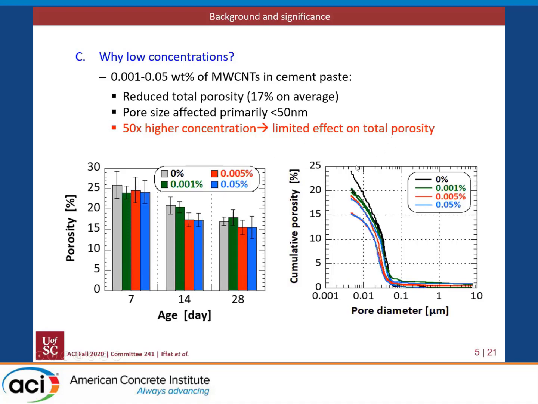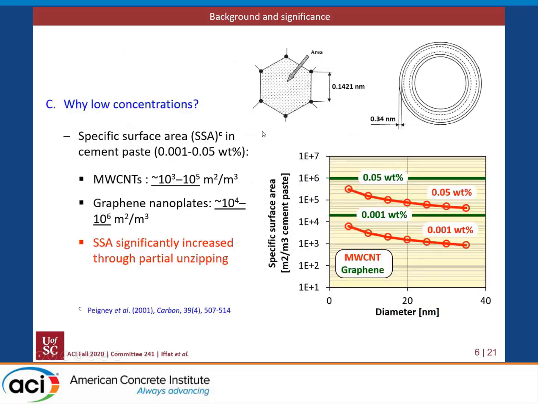In the next step, we estimated the specific surface area from the molecular structure of multiwalled carbon nanotubes and graphene nanoplatelets, and then, using the bulk density of cement paste and the concentration range, we estimated the surface area covered by multiwalled carbon nanotubes or graphene nanoplatelets in 1 cubic meter of cement paste. It is observed that for multiwalled carbon nanotubes, approximately 10 to the power 3 to 10 to the power 5, the red lines here, and for graphene nanoplatelets, approximately 10 to the power 4 to 10 to the power 6 square meters of area can be covered in 1 cubic meter of cement paste. So these low concentrations are actually not low concentrations. These are huge concentrations which produce a large amount of surface area.